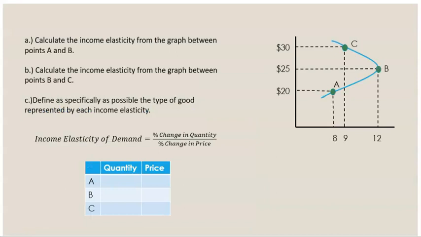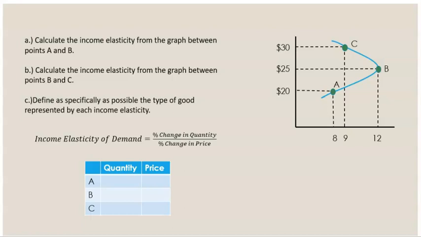So let's take a look at one of these problems so that we can understand. We have price along the y-axis and quantities along the x-axis, with 3 given points, A, B, and C, as you can see on this graph. We are going to calculate the income elasticity between points A and B, and then B and C, and we're also going to say what type of good that product is. In other words, is it a luxury, normal, or inferior good? What is it?